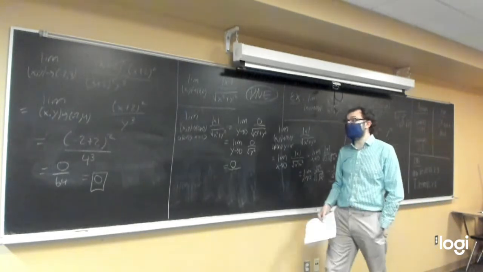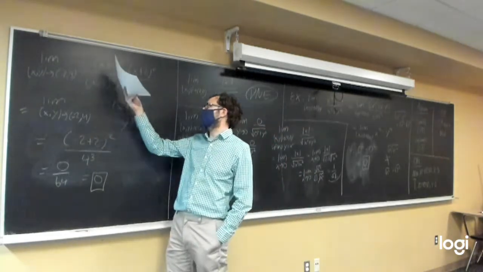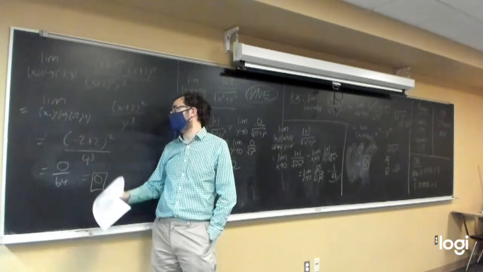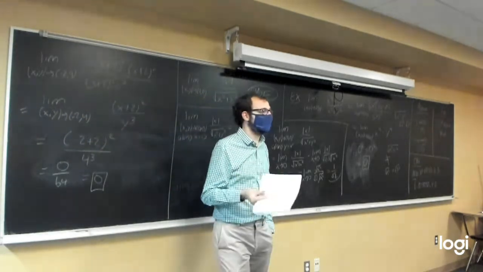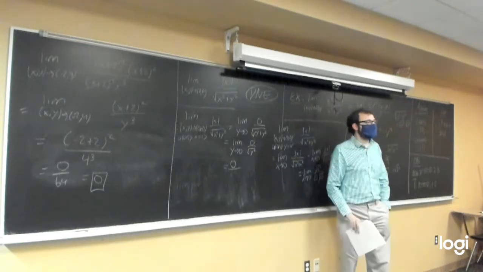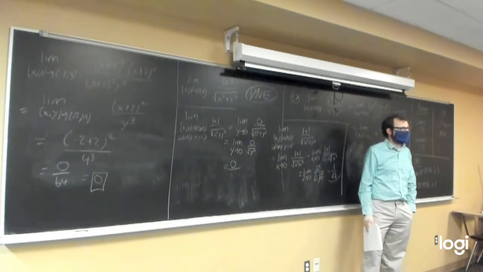Whereas over here, the limit did exist, and we were able to cancel out some factors of x plus 2 from the top and bottom to get us to a point where we could just plug in numbers. Anybody have any questions or comments on this limit finding process here?